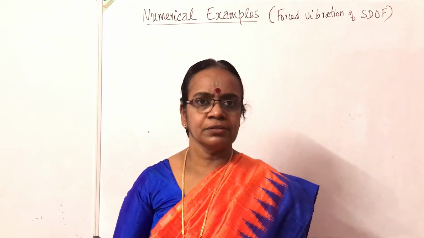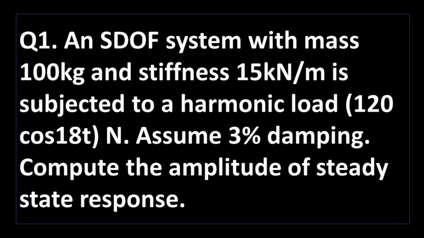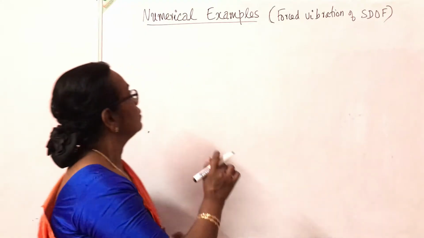Question number 1. A single degree of freedom system with mass 100 kg and stiffness 15 kN per meter is subjected to a harmonic load 120 cos 18 t Newton. Assume 3% damping. Compute the amplitude of steady state response. We will deal with this.